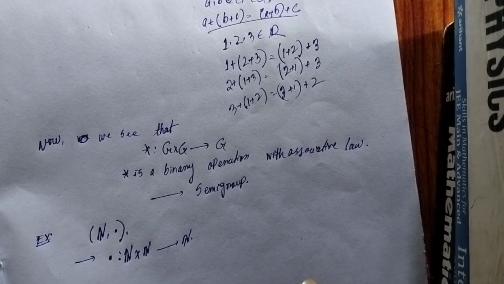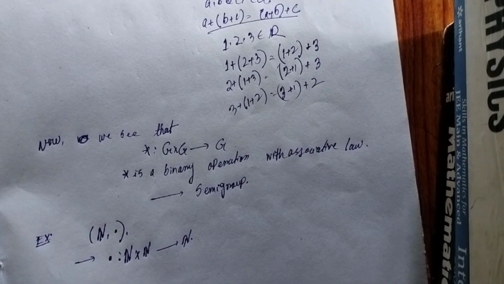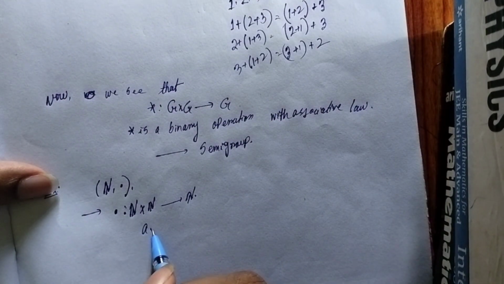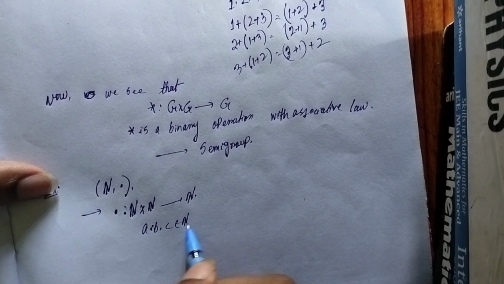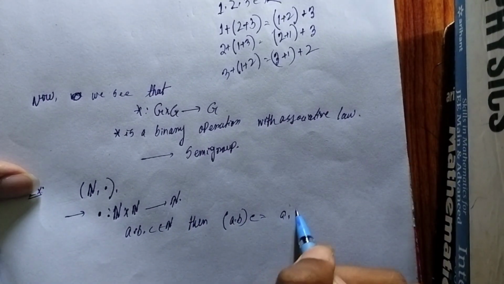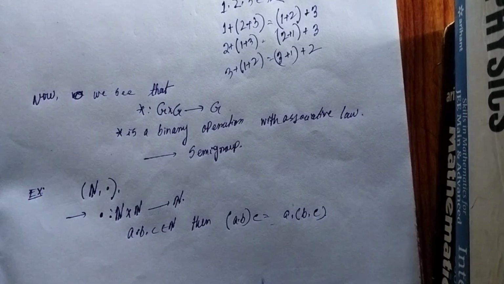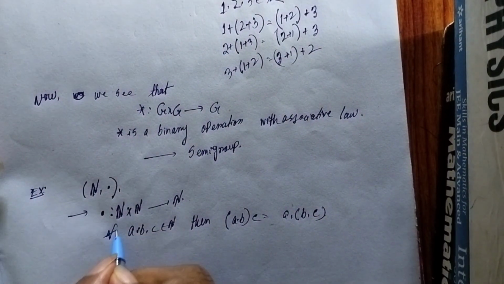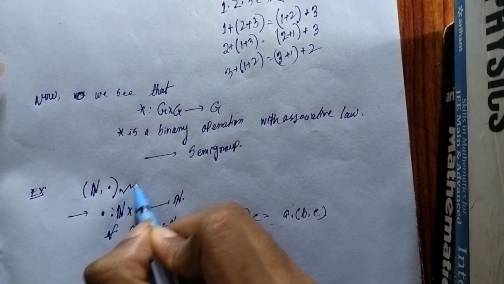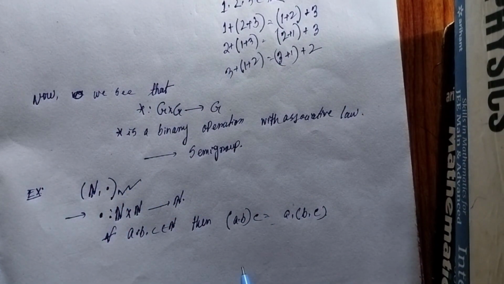I mean, the product is closed. Okay, and also this is associative. This is also very much trivial, because we know that if a, b, c belong to N, then this happens. See, this result holds for natural numbers. We already went through this. So natural numbers under multiplication are associative, a semigroup.